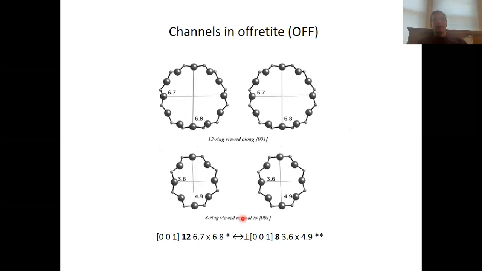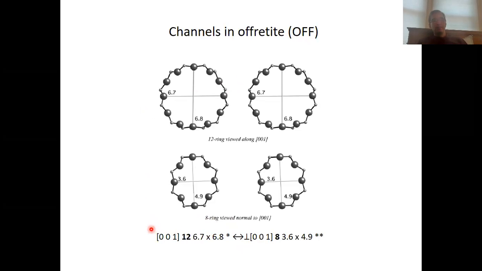All right. Here is another example, the example of offretite, OFF. So in this case, we have a more complicated structure. We have a structure with two different channel systems. Or two different channel types.